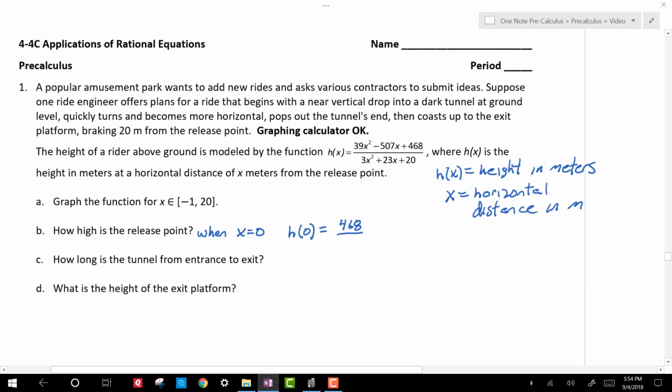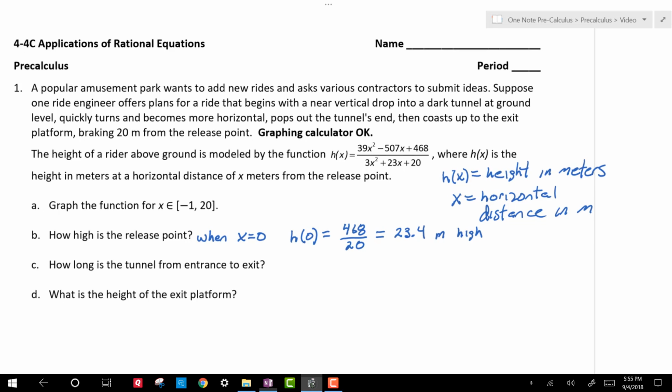And the denominator is 3x, 3 times 0, which is going to be 0, plus 20. So we end up with 468 over 20. All right, and if you take out your calculator and divide those out, it turns out that this is 23.4, and we're talking about when x is 0, what is h? So this is 23.4 meters high. So before the ride's released, you're up in the air about 23.4 meters.